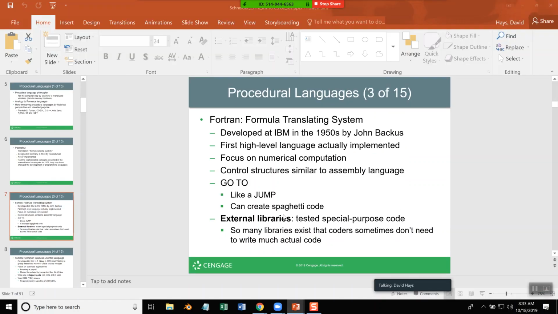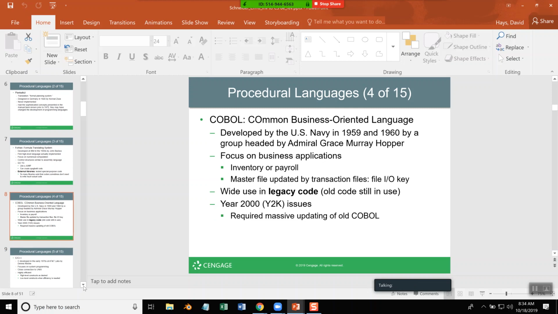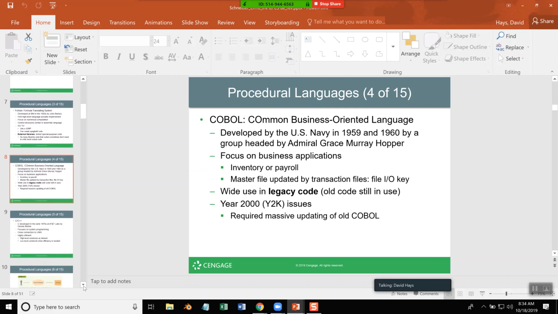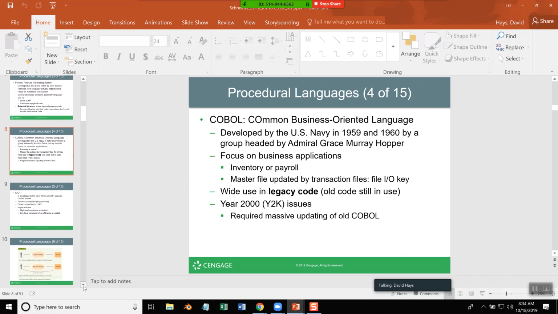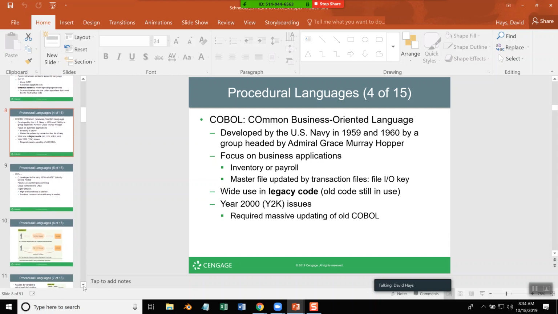Let me see. Fortran used external libraries, tested special purpose code. So many libraries exist, coders sometimes don't need to write much actual code. I'd be shocked if there's 20 jobs available across the country in Fortran. It's like a dead language. COBOL, you won't find many jobs out there, probably about 200 if I had to guess on dice.com. Doesn't mean there's not a lot of COBOL programmers, but those people who are working those jobs aren't moving because they realize that it's a dying language and they're just maybe trying to get through to retirement.